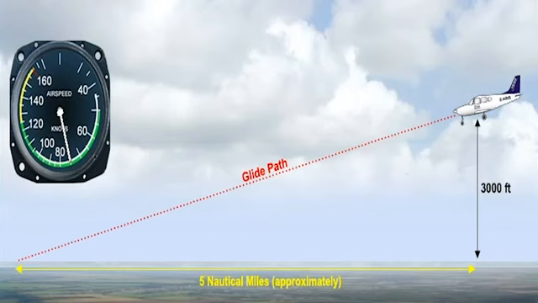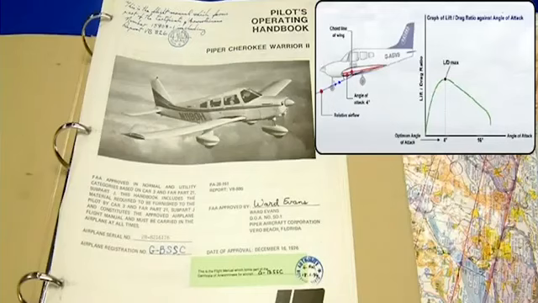If you look in your pilot's operating handbook, you'll notice that the best glide speed is very close to the speed which gives maximum range, because the lift-drag ratio is an expression of the aerodynamic efficiency of the aircraft. So, at the best lift-drag ratio, the aircraft is operating at maximum efficiency.